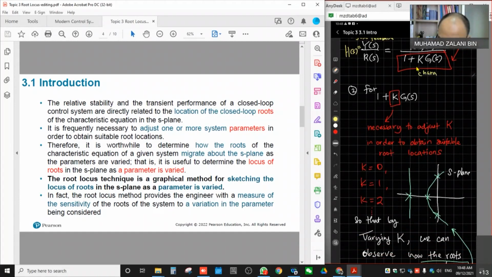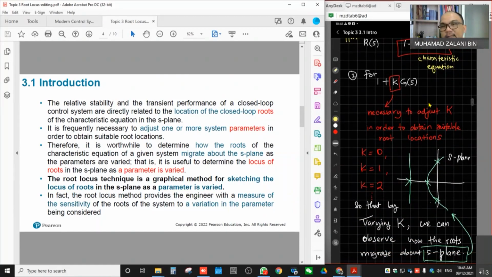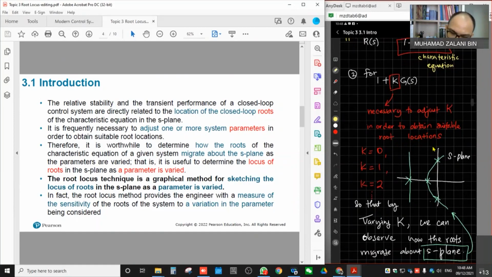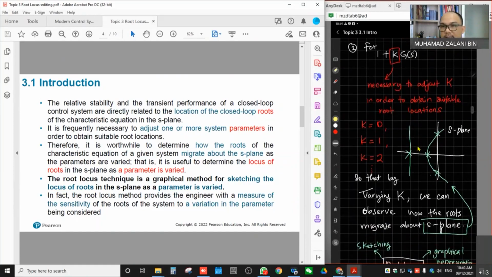The denominator here is the characteristic equation, 1 plus K G(s). For this characteristic equation, it is necessary to adjust K in order to obtain suitable root locations. To get the suitable root locations, we can change K.